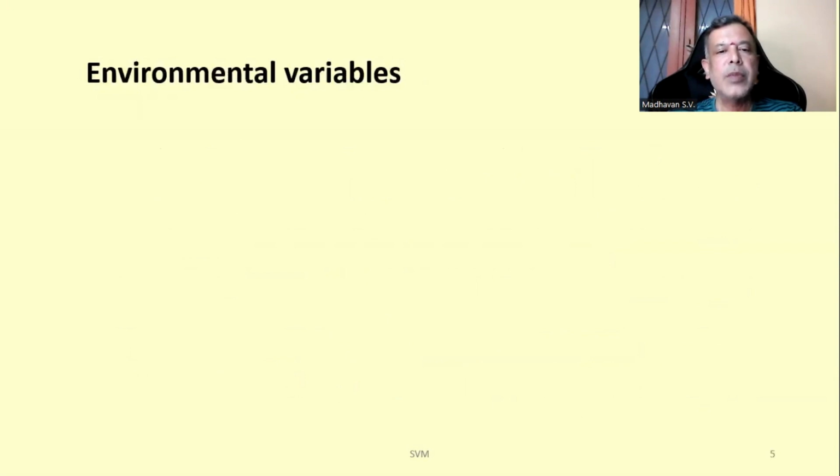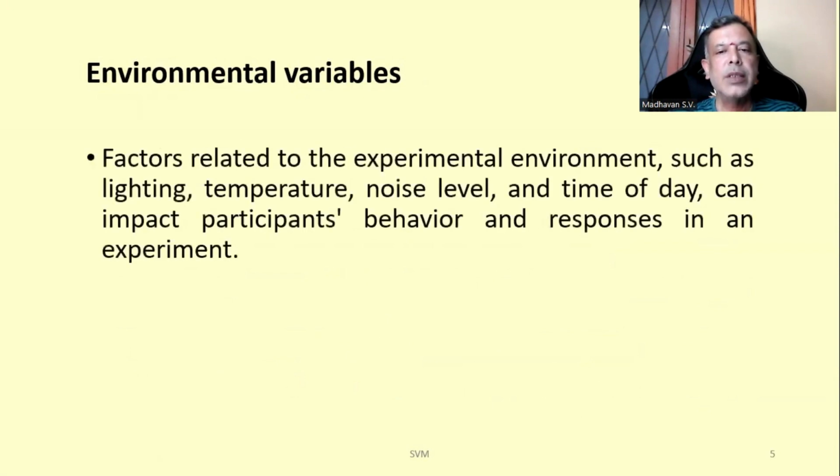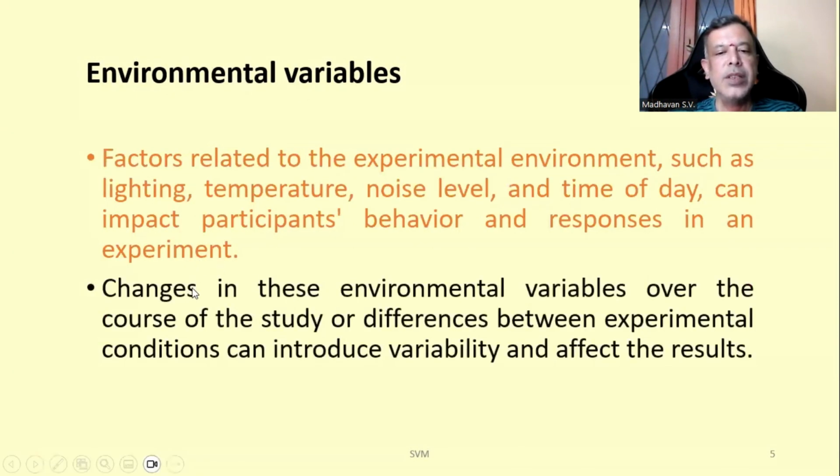Environmental variables means the surrounding conditions. Factors related to the experimental environment such as lighting, temperature, noise level, time of the day can impact participants' behavior and responses in an experiment. Changes in these environmental variables over the course of the study or differences between the experimental conditions can introduce variability and affect the results. That is why this is also an important thing to control.